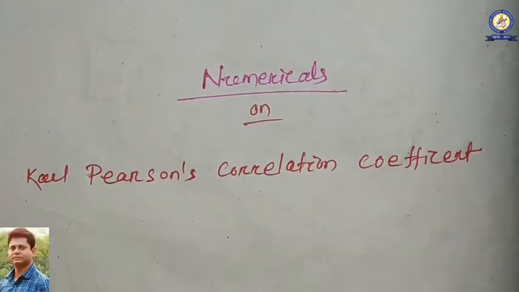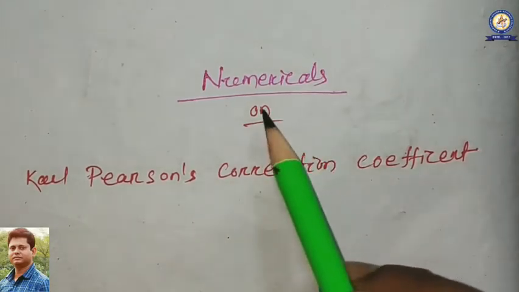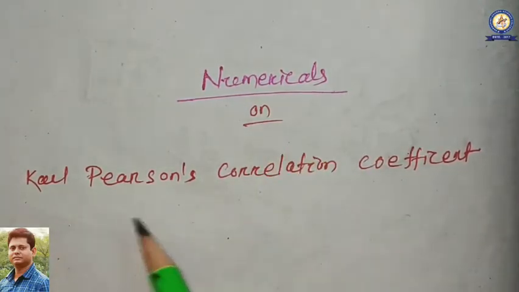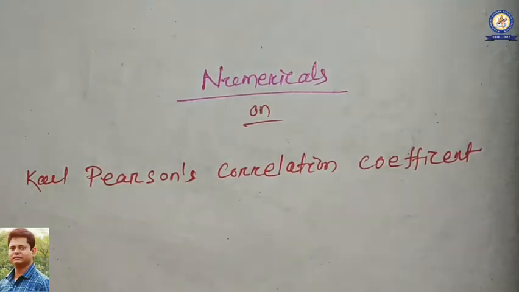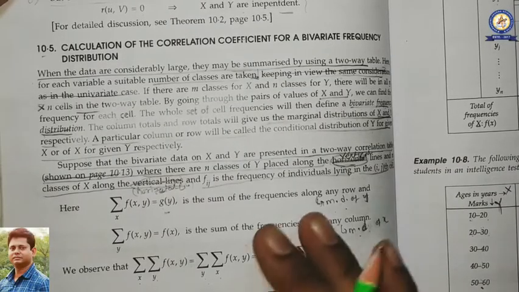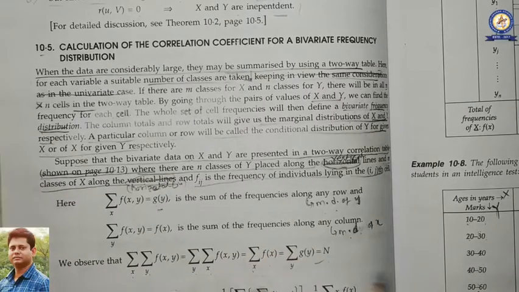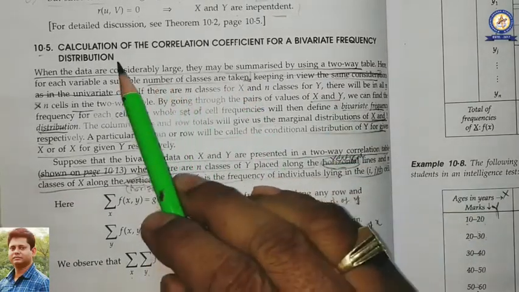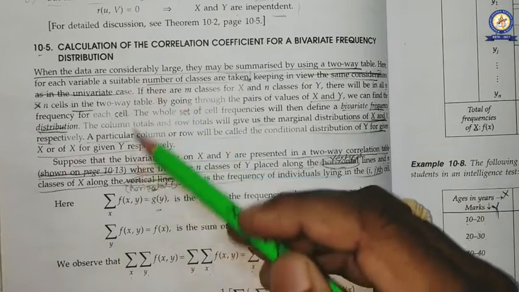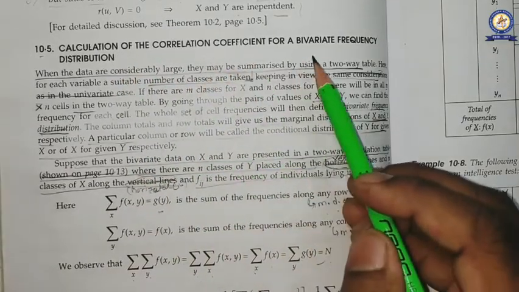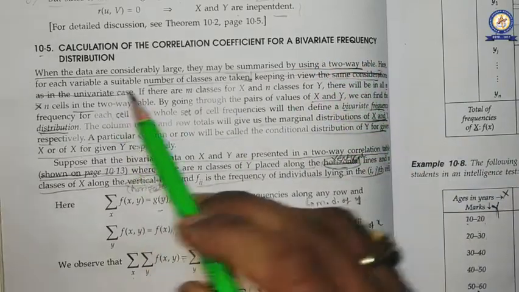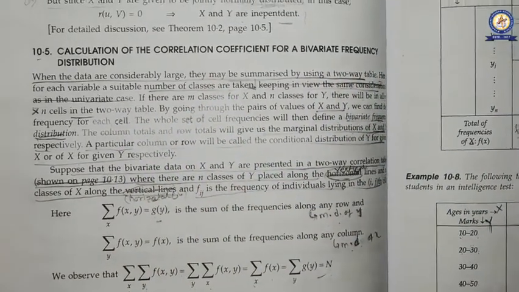Okay, for the last few classes, we have been discussing numericals on Karl Pearson's correlation coefficient. In our last class, we discussed in detail the calculation of the correlation coefficient for a bivariate frequency distribution. The theoretical part we already discussed in our last class.